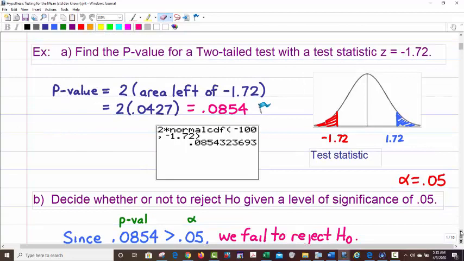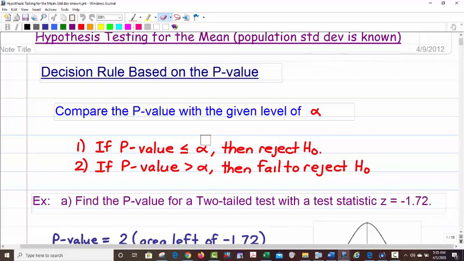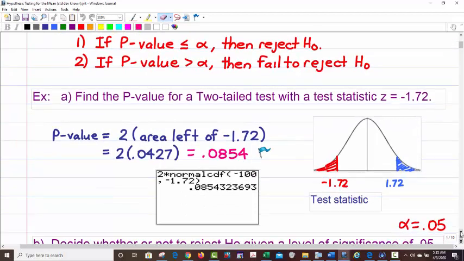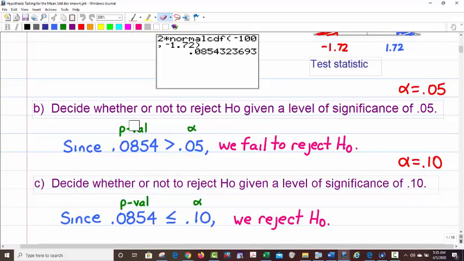Now, let's decide whether or not we're going to reject the null hypothesis, the H0, given a level of significance of 0.05. What I always do, since you see how this definition was written up here with the p-value on the left and the alpha on the right, is that's the best way to compare your numbers, because that way you won't get the inequality symbols reversed and make a mistake. For example, you can say that 2 is less than 3 also means that 3 is greater than 2, which is true, but if you have the arrows pointing the wrong way, it might be confusing. So as long as you put the p-value on the left and the alpha on the right, since that p-value, 0.0854, is greater than 0.05, we fail to reject the H0.